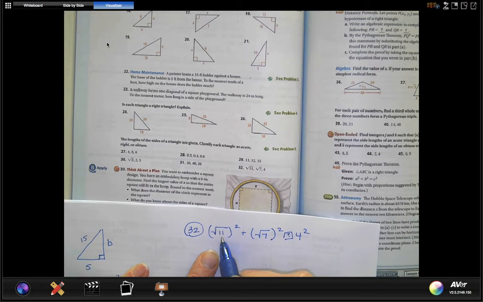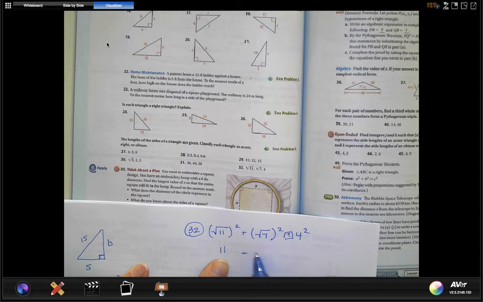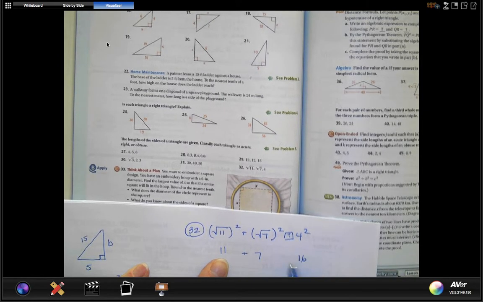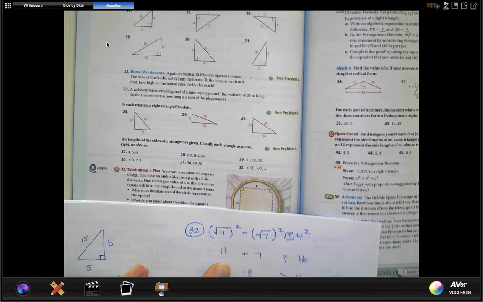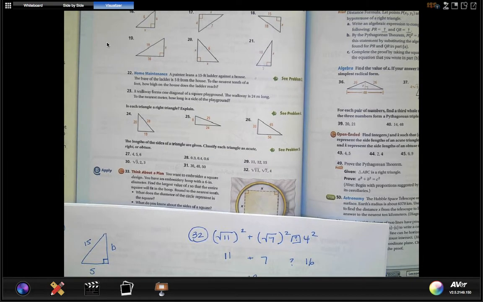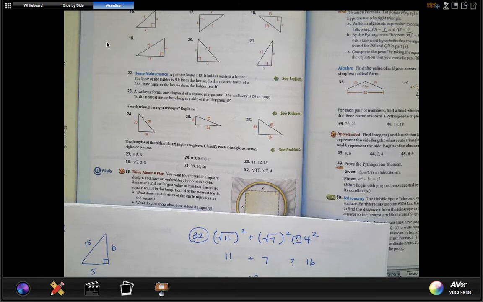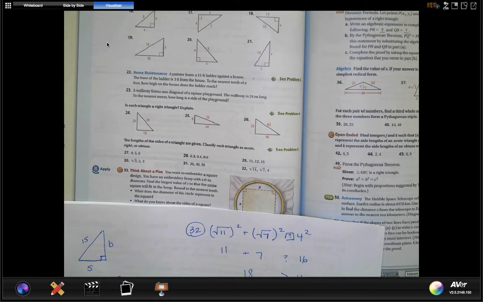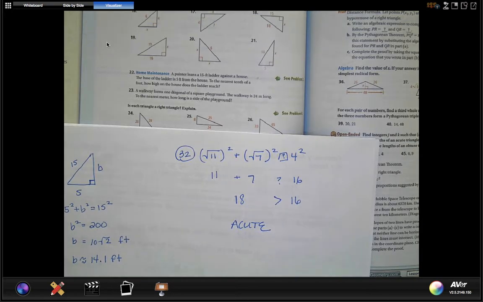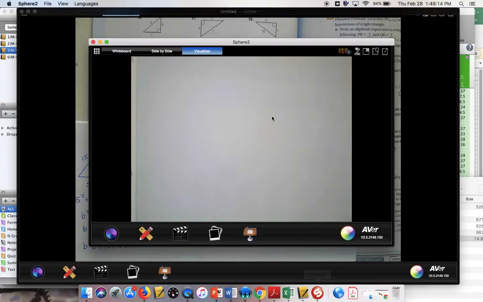All right, so the square root of 11 squared is just 11. The square root of 7 squared is just 7. 4 squared is 16. So again, I'm trying to figure out what that relationship is. So I've got 18, and 18 is bigger than 16. So if 18 is bigger, my c squared side is smaller. So if my c squared side is smaller, then it is acute. All right, and then, okay.